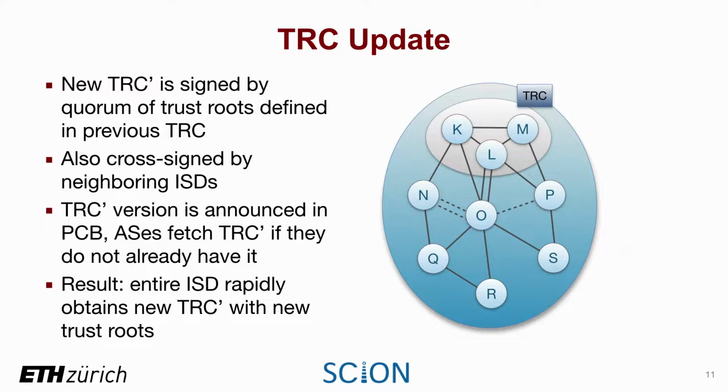Next, let's take a look at how we can update TRCs. Consider this setting here where we have the blue ISD with its current TRC, and now a new TRC is being created. Perhaps some parameters within the TRC were changed, or a root of trust of the TRC is updating its key or has been compromised. And so the previous roots of trust can now sign the new TRC.